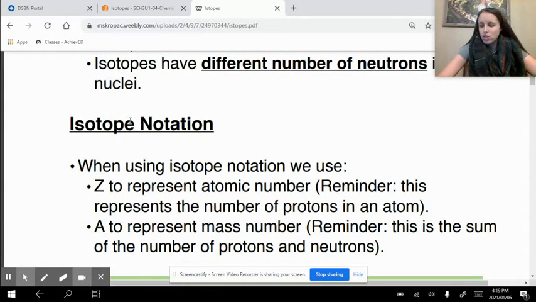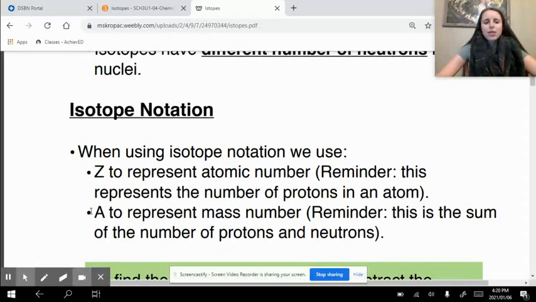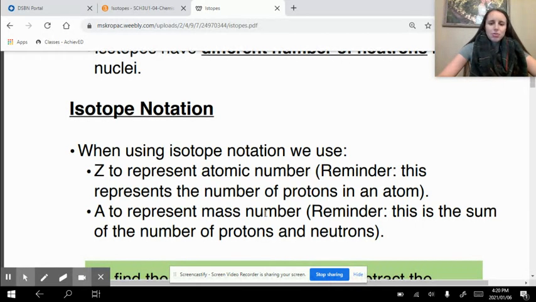With isotope notation, we're going to use a couple of different letters. We're going to use Z to represent the atomic number. Remember, the atomic number is the number of protons that are in an element, and that's what an element is. It's defined by its number of protons. So we're going to first list the number of protons in that element. We're also then going to use A to represent the mass number. Just a reminder that the mass number is the sum of the number of protons and the number of neutrons.